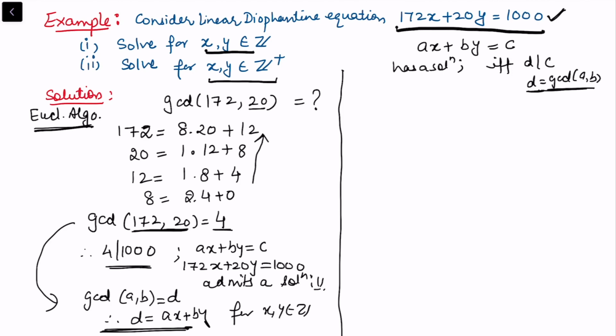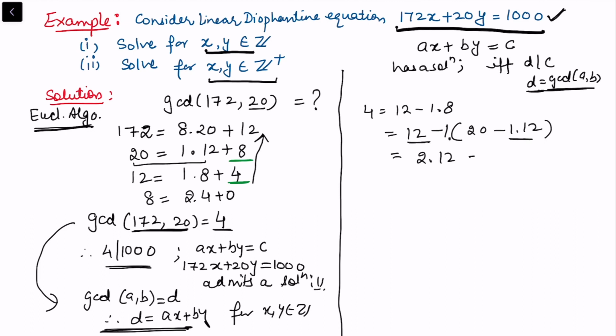So the last remainder is 4. From here I can write 4 as 12 minus 1 into 8, and now look at the last remainder, that is 8. So this is 12 minus 1 into, substituting the value for 8, 20 minus 1 into 12. Then let's club the common terms, 12 and this 12, so that is 2 into 12 minus 1 into 20. And now look at the next last remainder here, that was 12. So substitute 12 as this expression.